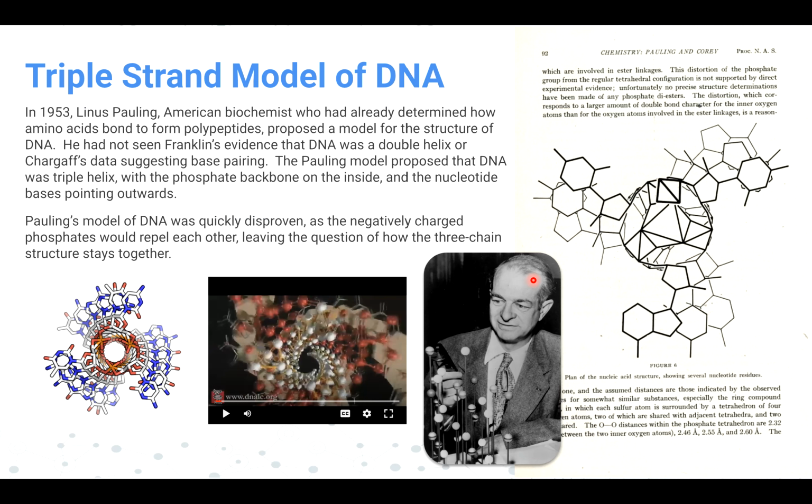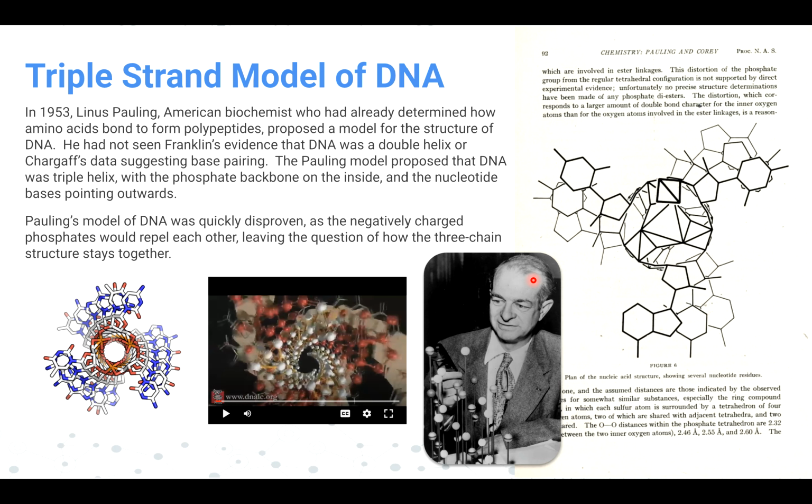Triple strand model of the DNA was given by Pauling, an American biochemist who had already determined how amino acids bond to form a polypeptide. He proposed a model for the structure of DNA. He had not seen Franklin's evidence that DNA was a double helix at that time. Chargaff data suggests base pairing. Pauling's model proposed that DNA was a triple helix with the phosphate backbone on the inside and the nucleotides pointing outside, which was not correct, supporting the evidence.